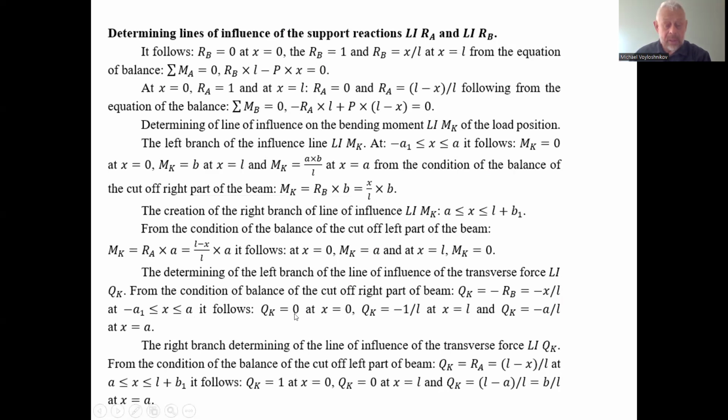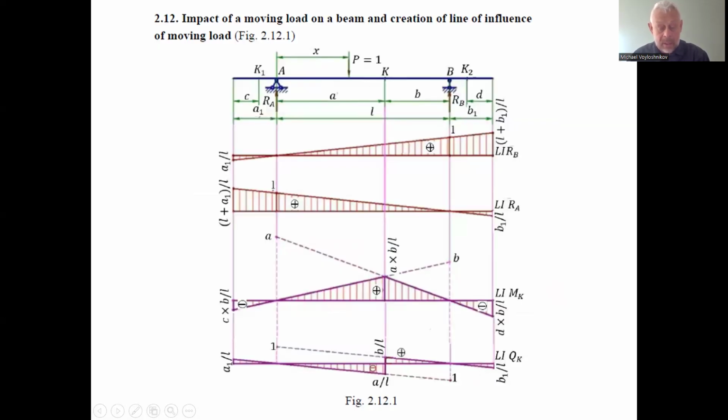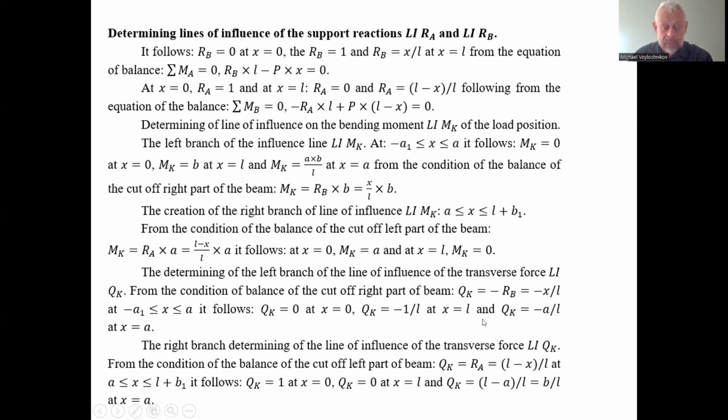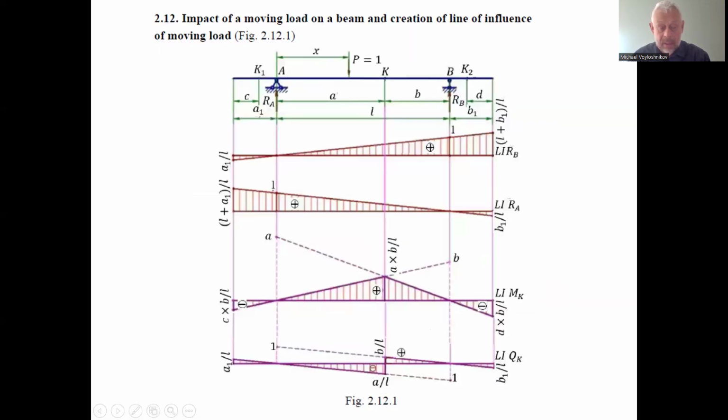And we have zero shearing force at two points: zero if the point of application of the unit force is equal to 0, and minus 1 divided by L at the point of application X equal to L. And we have another one: the shearing force is minus L divided by L if X equals A, where the variable X equals A, the distance from the left support to the point K.